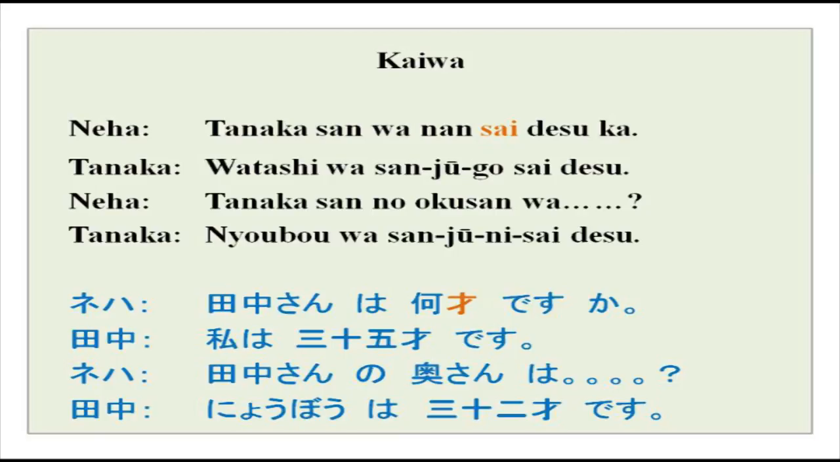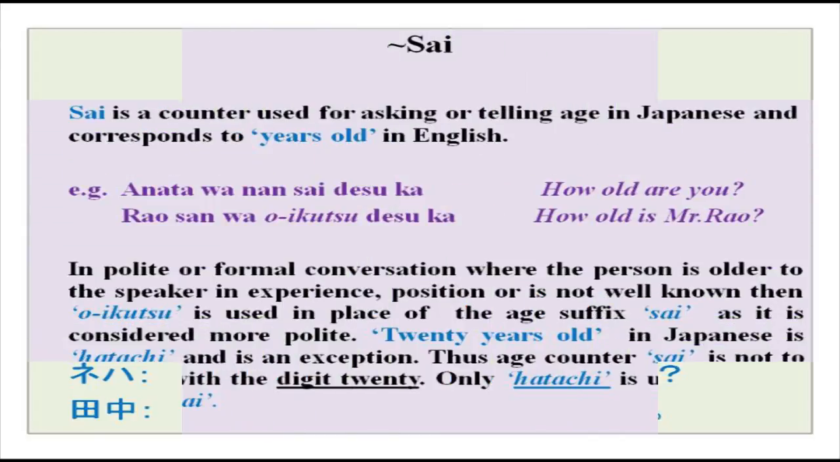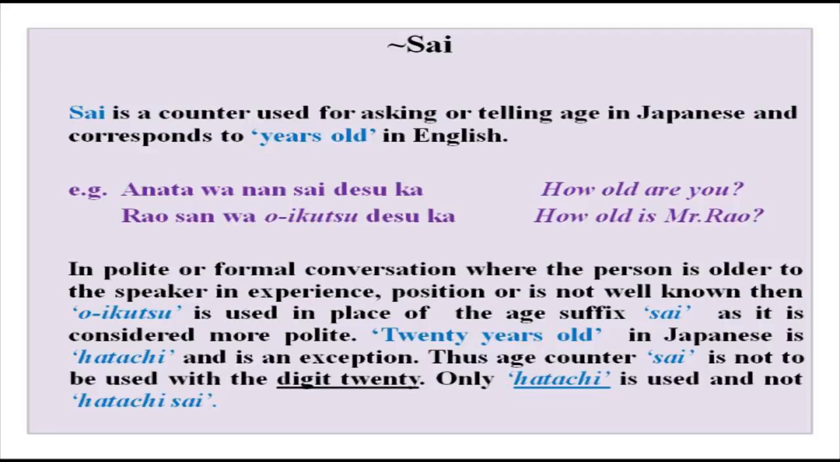Nyobo wa 32 desu. Now, sai here is a counter, as you will see. Sai is a counter used for asking someone's age or telling your own age in Japanese, and it corresponds to years old in English. So, now we have a lot of counters, or I should say we have in Japanese different ways of counting different things.